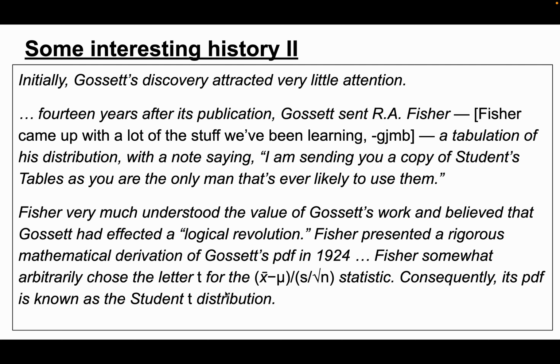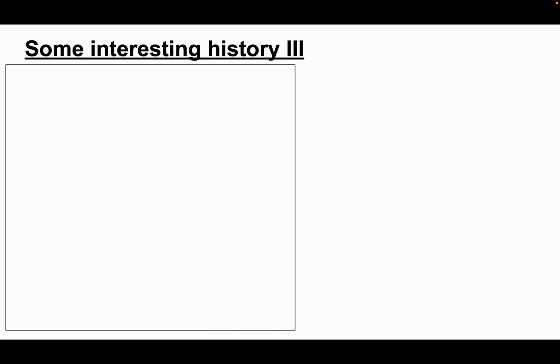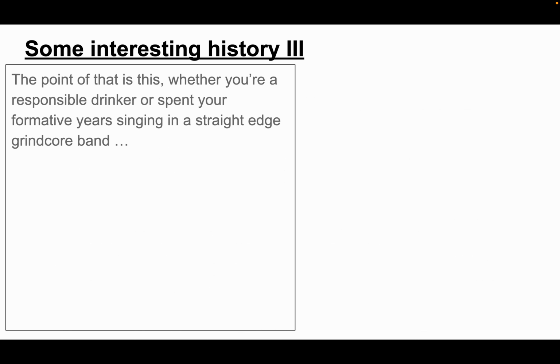And according to Larson and Marx, he arbitrarily chose the letter T for this statistic. It's actually just that it's the test statistic, as far as I know. And so this has become known to history as the Student's t-distribution. So that's that. Now, what's the point of this?